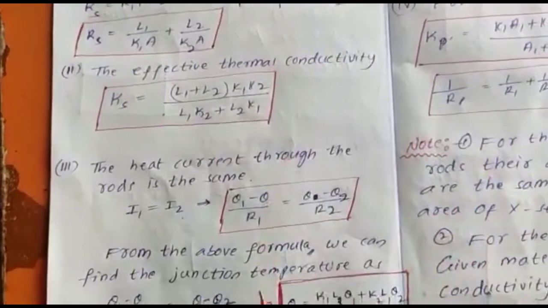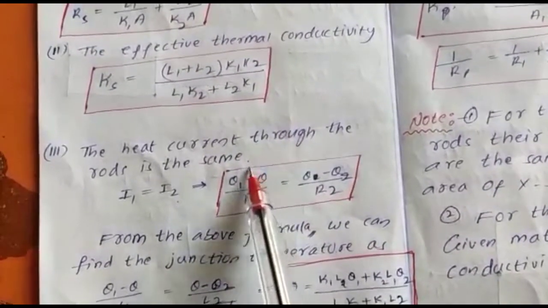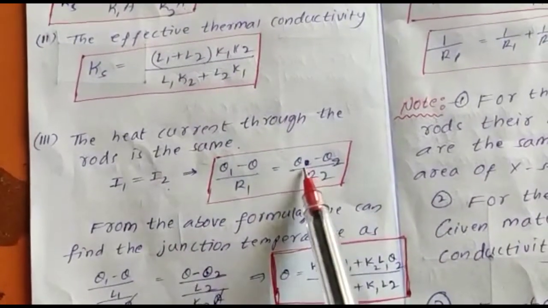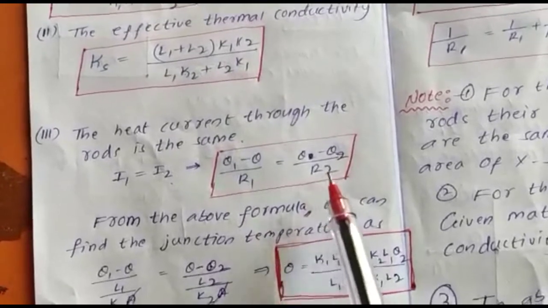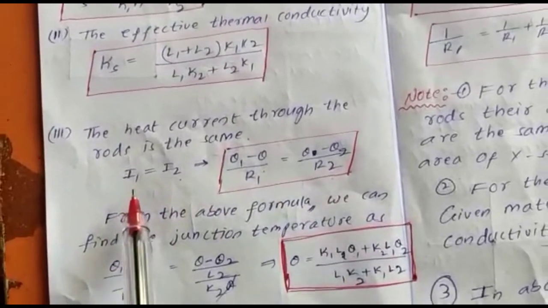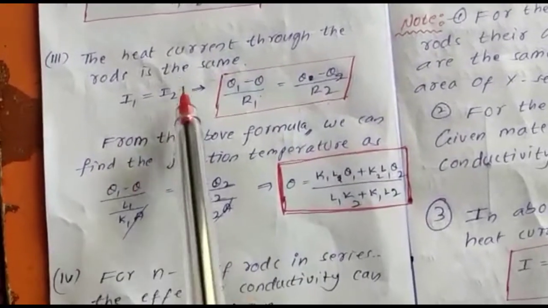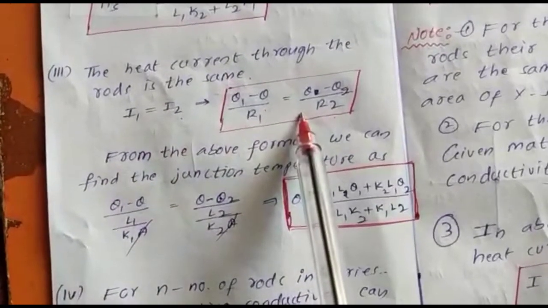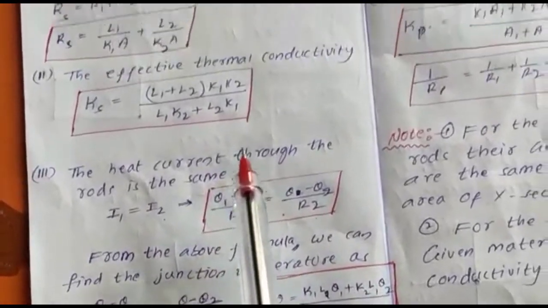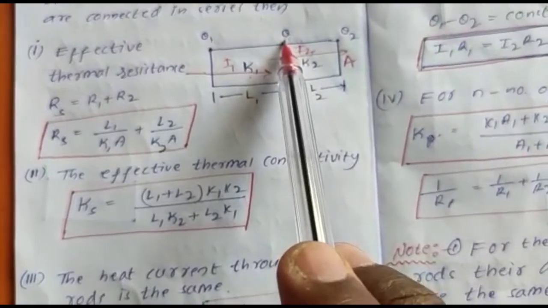Now the heat current formula is the temperature difference divided by the resistance. For the first conductor, (theta 1 minus theta) by R1 is equal to (theta minus theta 2) by R2. We got this formula by using the simple concept that the heat current through each rod is the same. From this we can find the junction temperature theta. At the junction, that temperature theta is called the junction temperature.